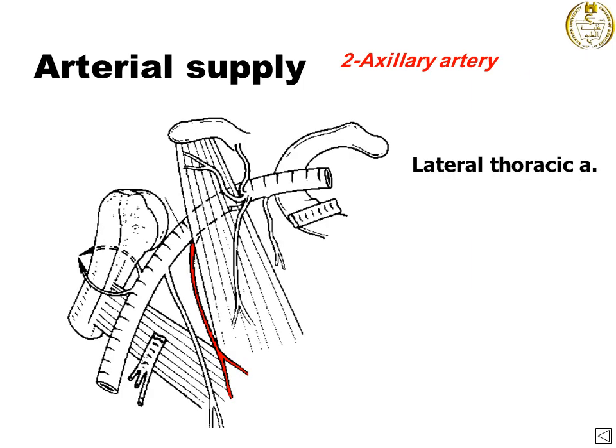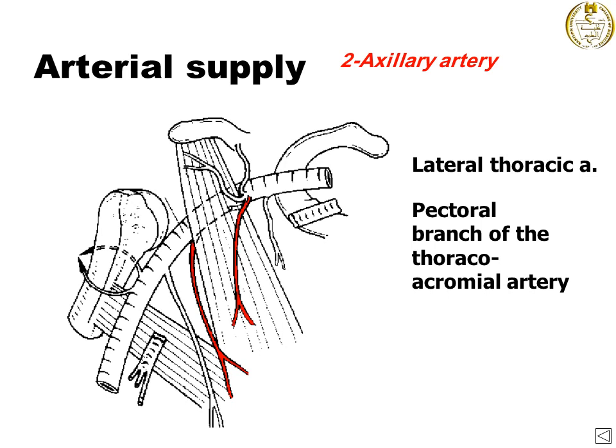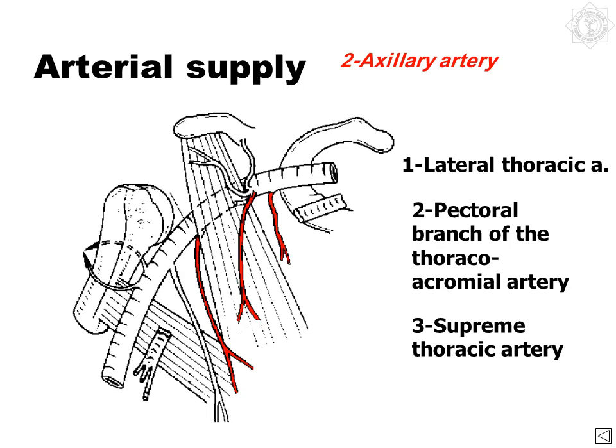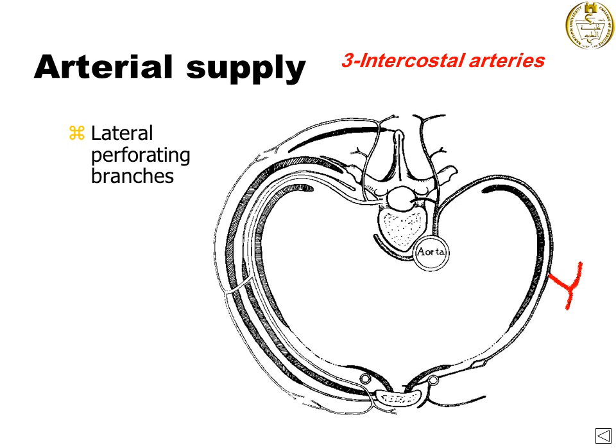Another source is the branches of the axillary artery. Number one, lateral thoracic artery. Pectoral branch of the thoracoacromial artery. Supramammary thoracic artery. The third intercostal artery has a large number of perforating branches, so that it will supply most of the second, third, and fourth intercostal regions.